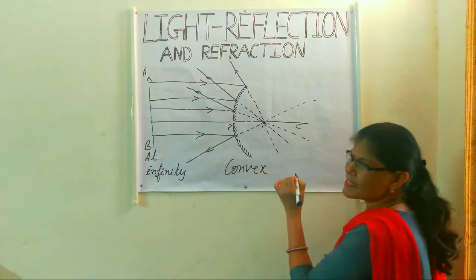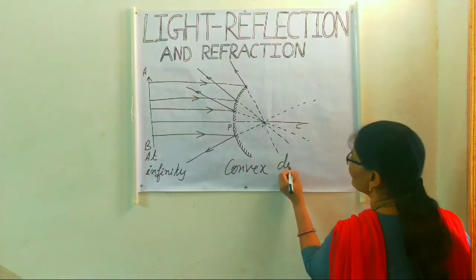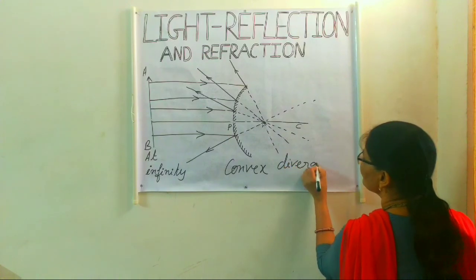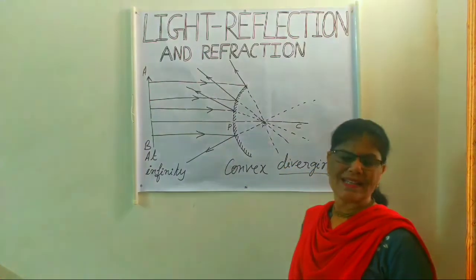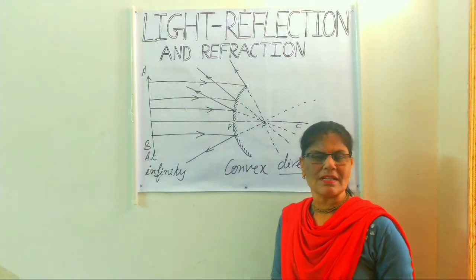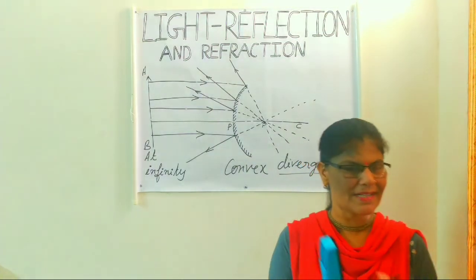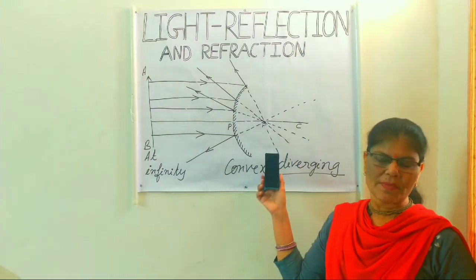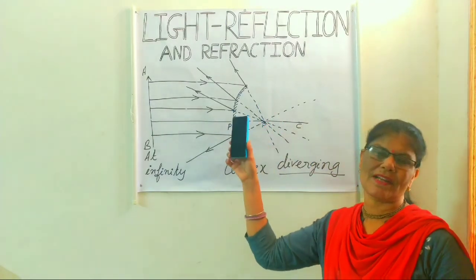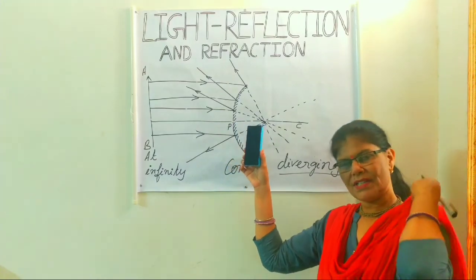This is called diverging. Okay. Our concave mirror is called a converging mirror because it converges the reflected rays at a point, and the convex mirror is called a diverging mirror. It diverges all the reflected rays. They are diverging from a point which is the principal focus.